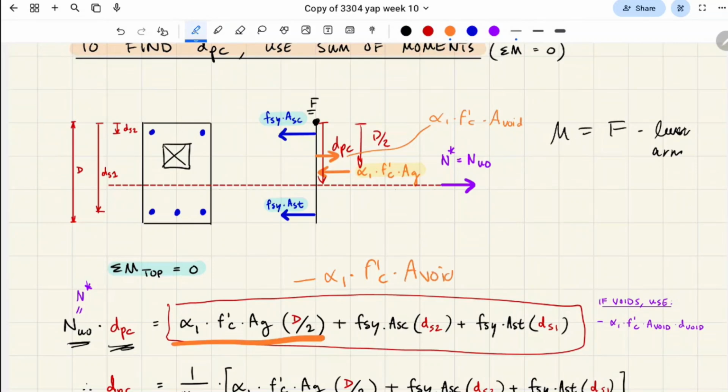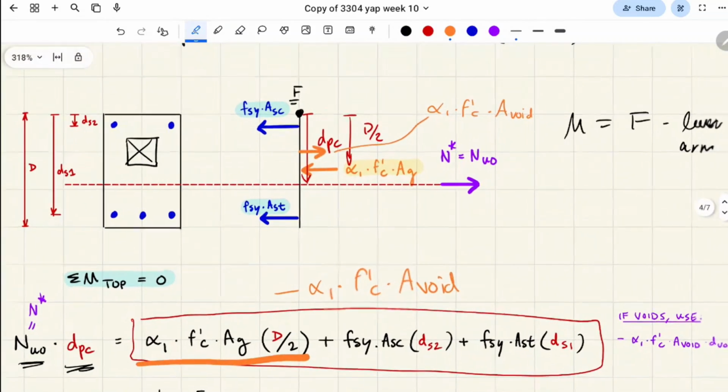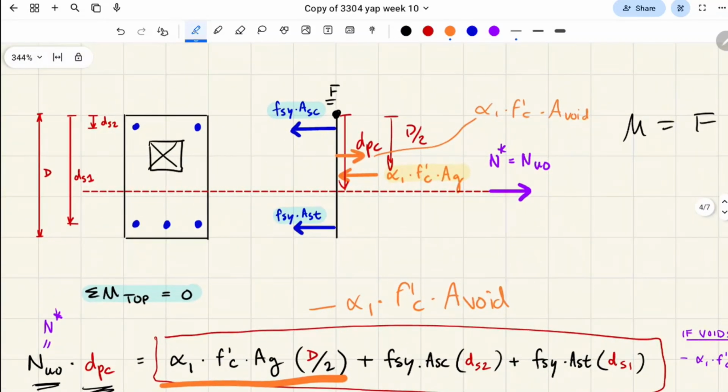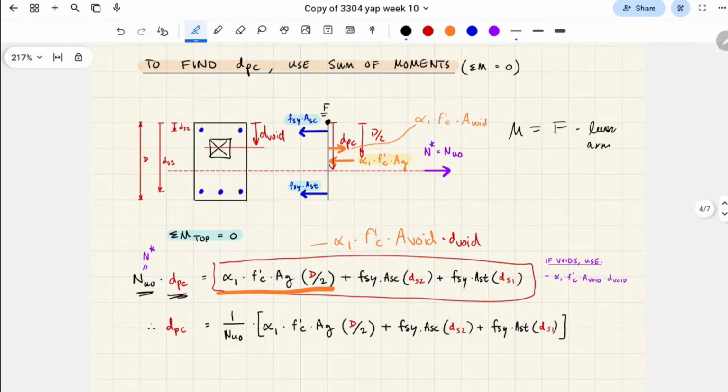Right, so that's actually the force of the void, I guess. But we also have to do the lever arm, which is the depth to the void, so the depth to the middle of the void. And when we multiply it by that, now we have the moments due to that void. Anyway, that's what I said here in this little comment.